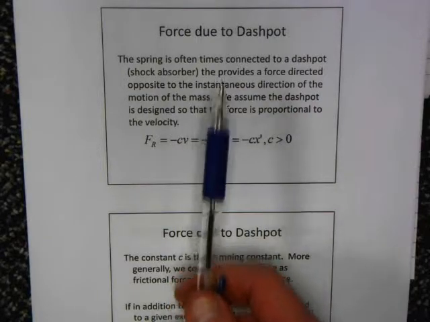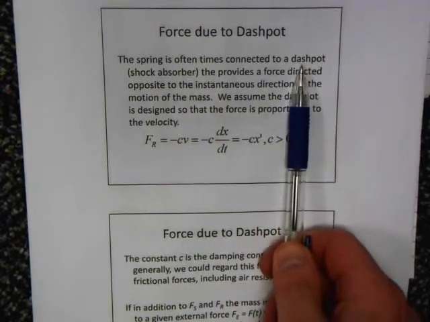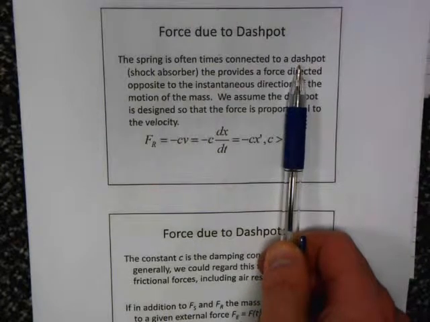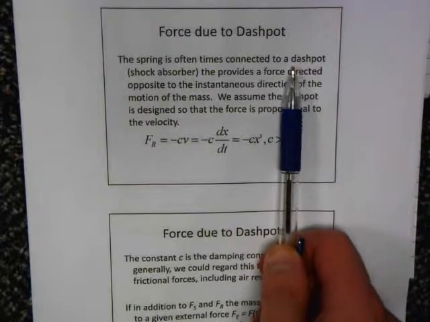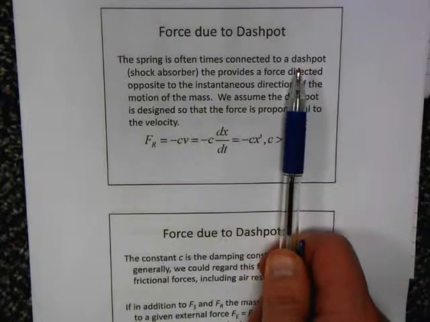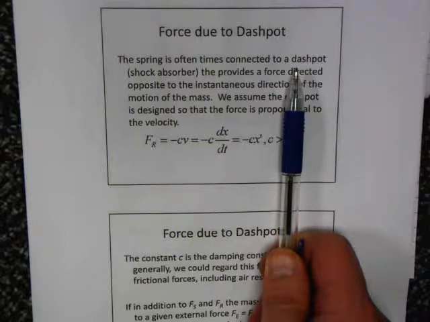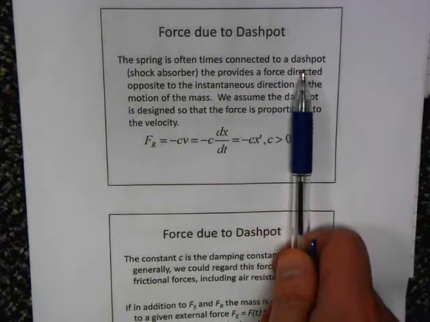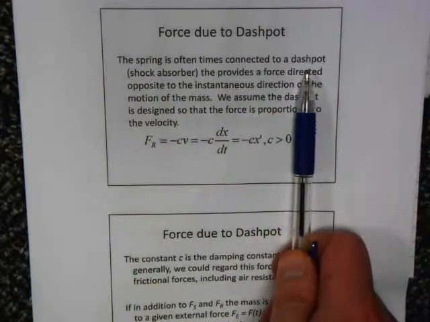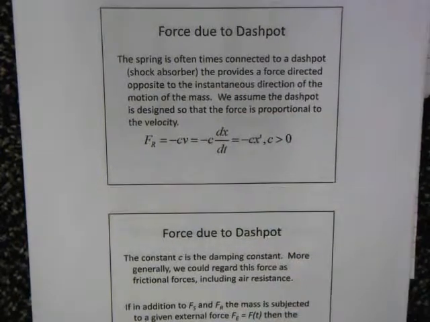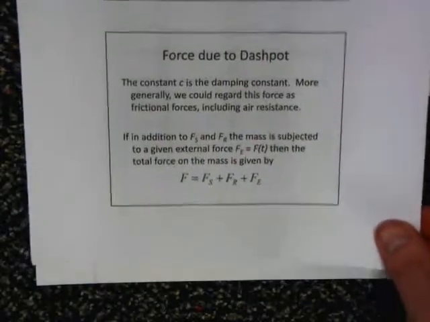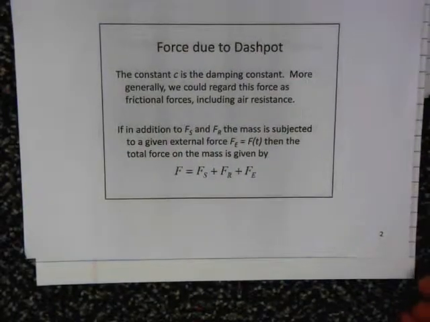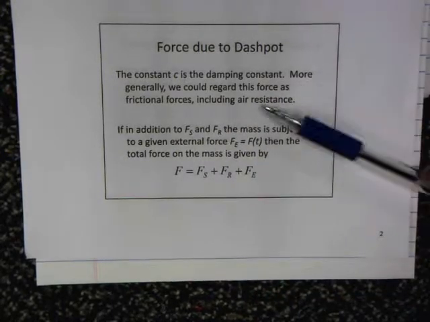Now, this dashpot could be part of your friction. There was another force we talked about. What was the other one besides friction? Gravity. So you don't necessarily have to have it connected to something. It could just be natural. Wind resistance, gravity, and so forth. The constant c is the damping constant. More generally, we could regard this force as friction, air resistance, etc.